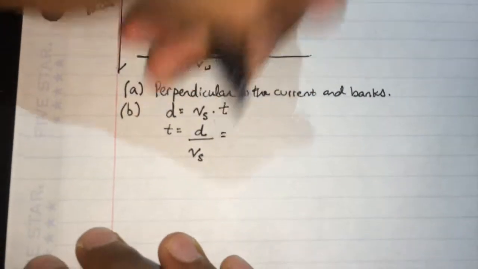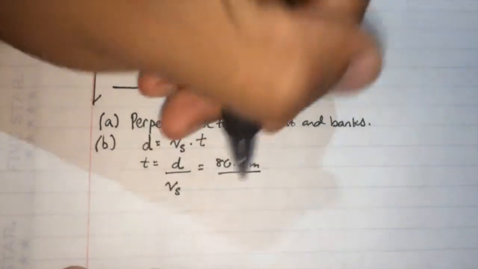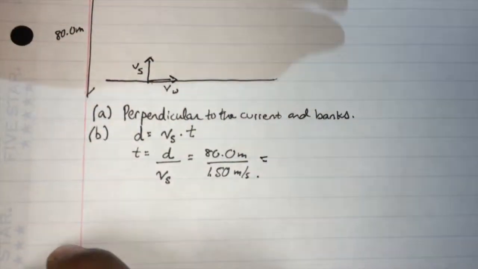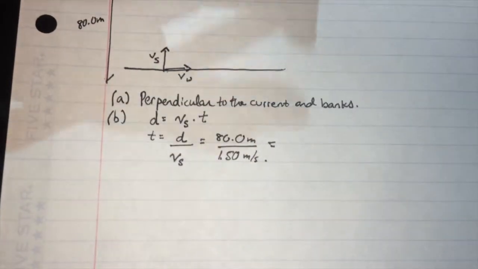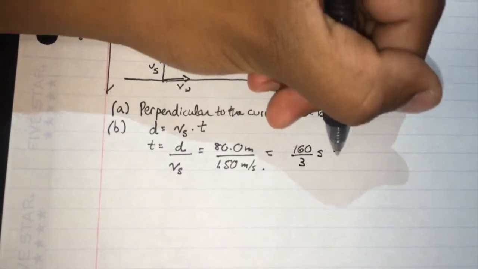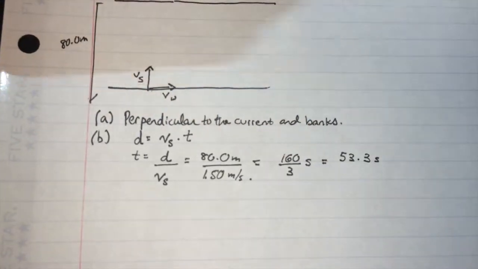So we know that distance is equal to velocity times time. So our time is the distance over our swimming velocity. So our distance of 80.0 meters over our V swim, which is 1.50 meters per second. So let's quickly do that. So we know that that is 160 over 3 seconds, which we can simplify to 53.3 seconds.